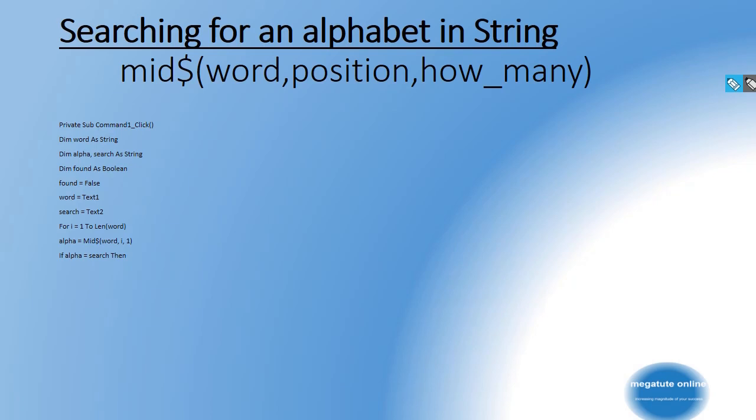So let me just explain it with a diagram. Suppose the word is, okay, let's take the word as code, and the search alphabet which you are looking for is D. So the search alphabet is D. This you have taken in this statement from text box 1, and this you have taken from this statement from text box 2.